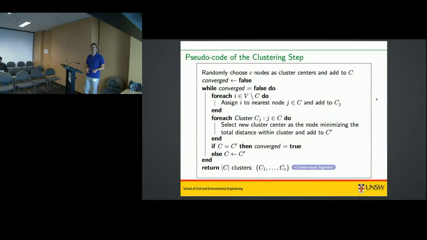If it isn't, then we take the new set of cluster centers and update C with that set. Of course, the convergence will depend a lot on the initial conditions, on the random draw, and therefore the sampling can be useful to have good solutions.